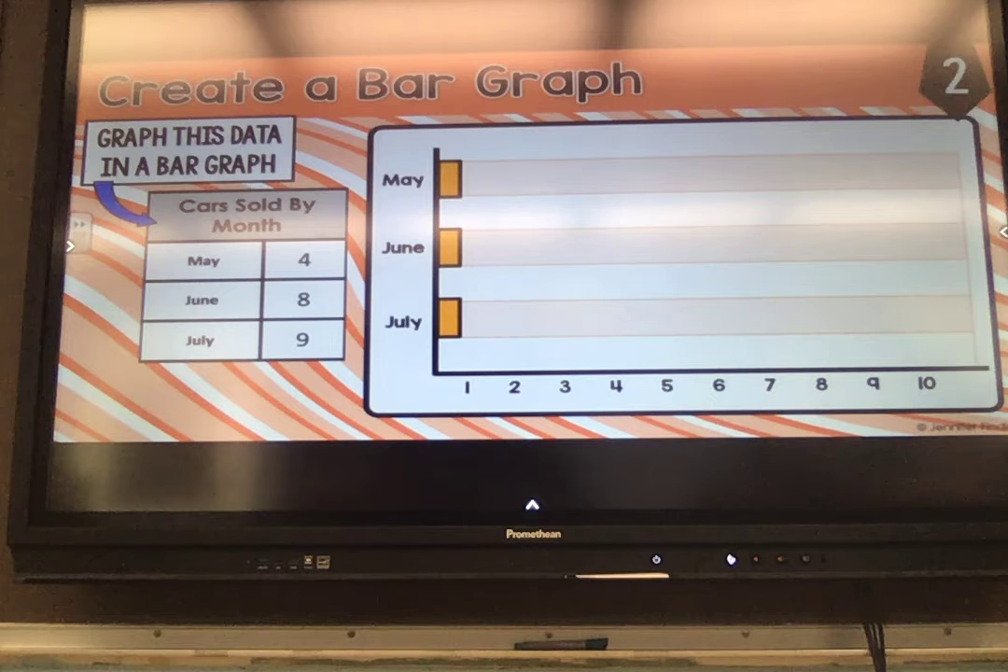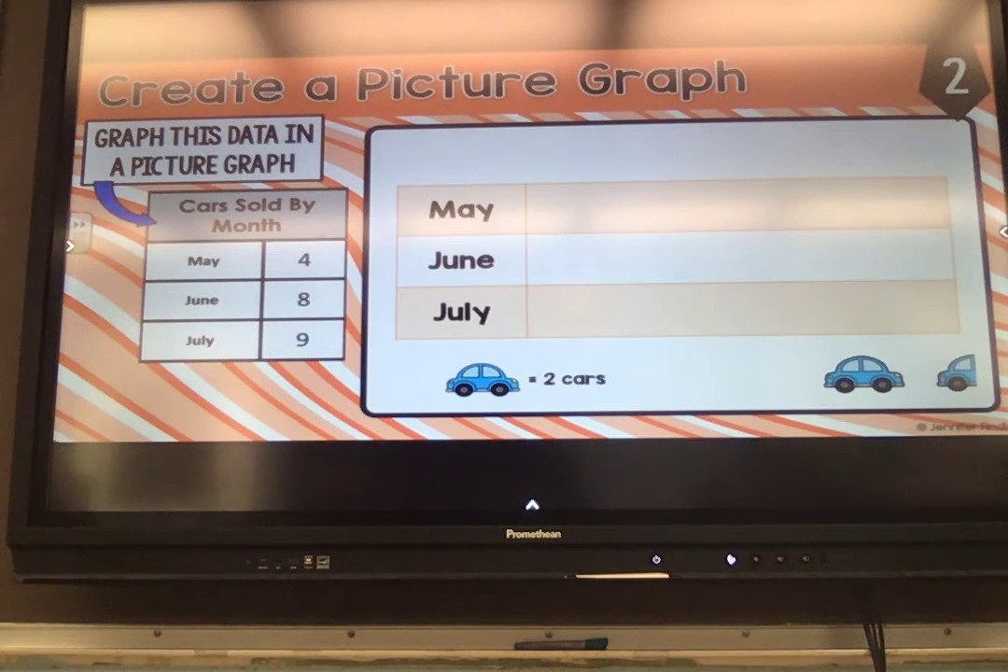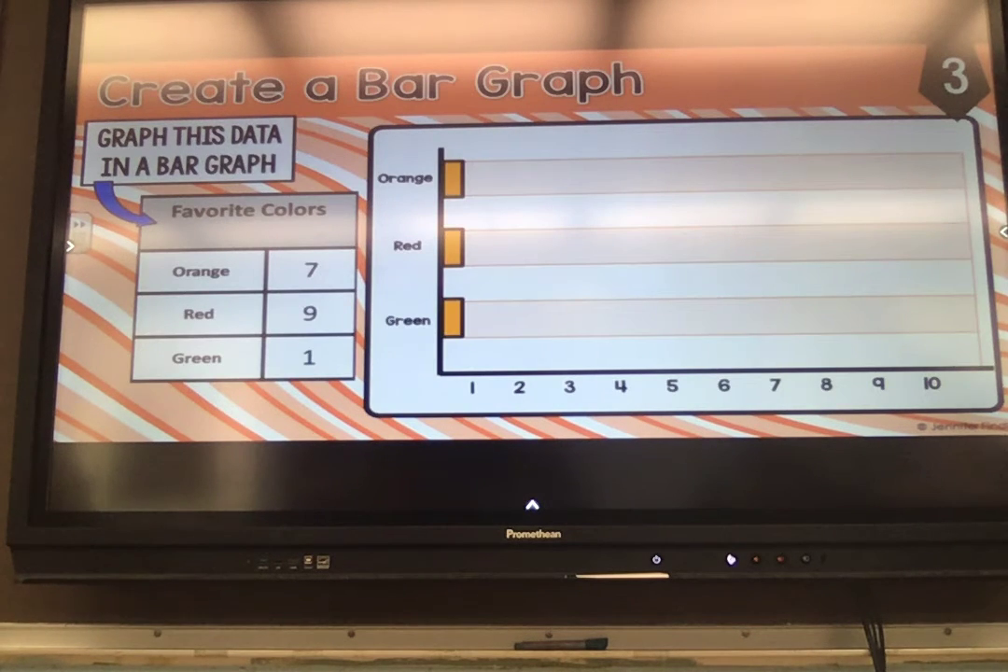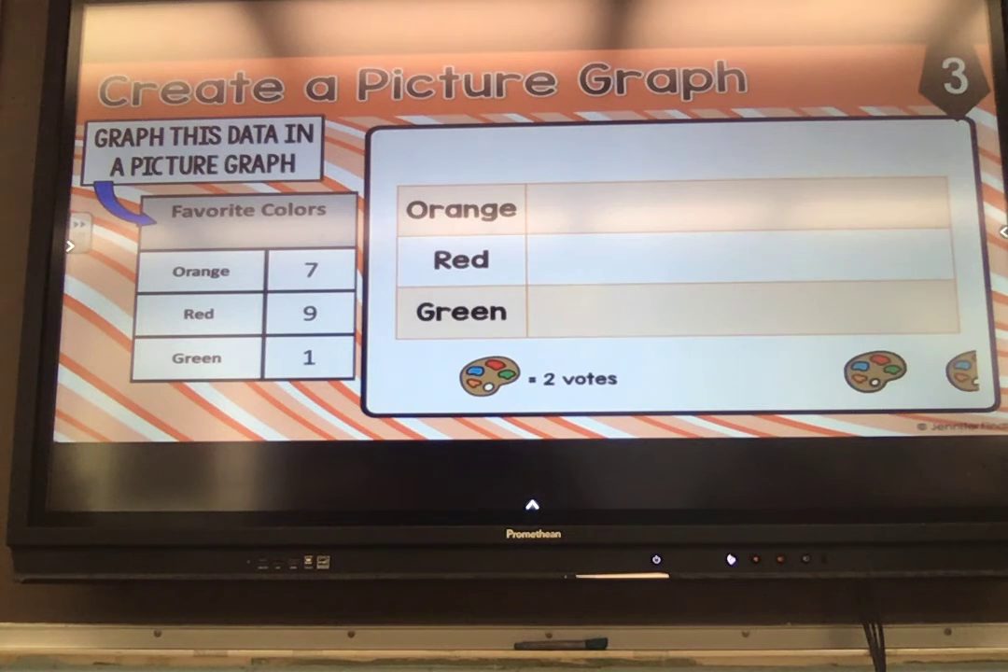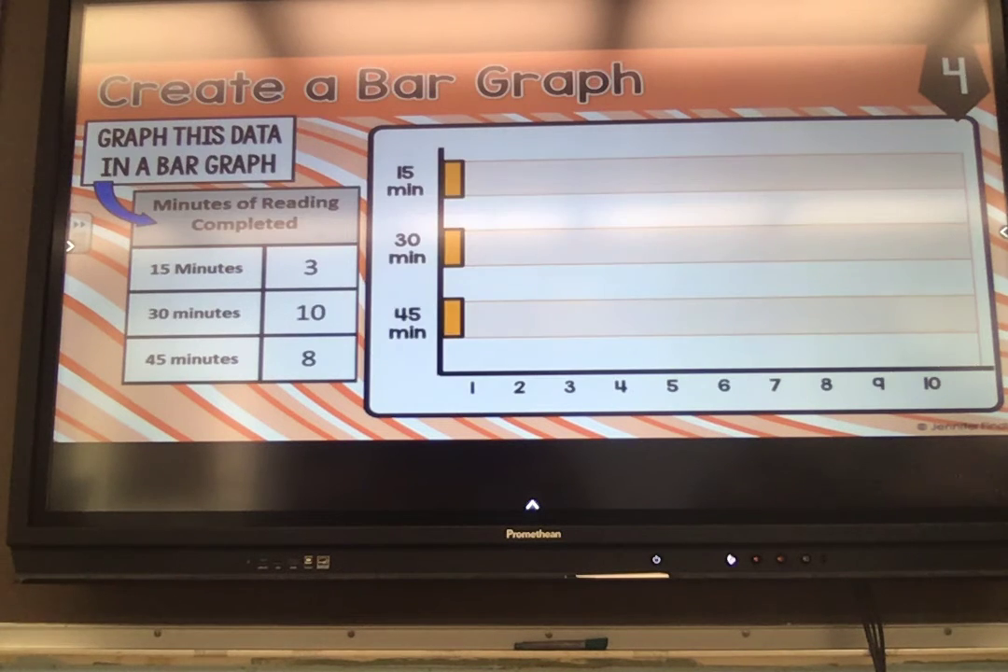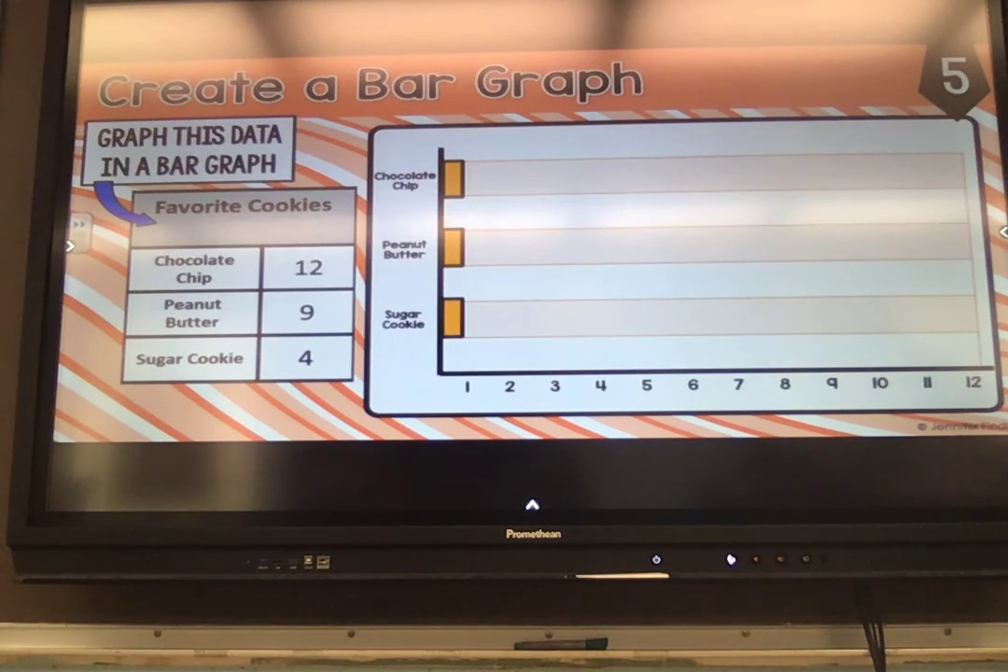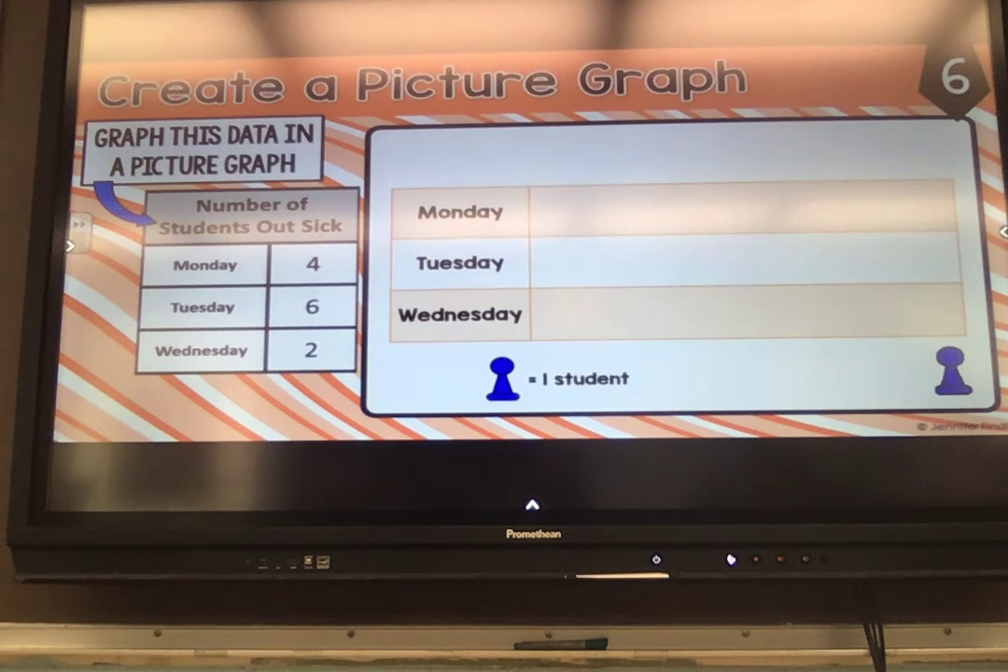Dragging your bars on number 2. Using pictures. This time you're counting by 2s. So a half a car is 1. A whole car is 2. You're dragging your bars on number 3. Whole picture is 2 votes. Half of a picture is 1 vote. So you'll match those up. Dragging pictures, and it just alternates between dragging the bar or using pictures.